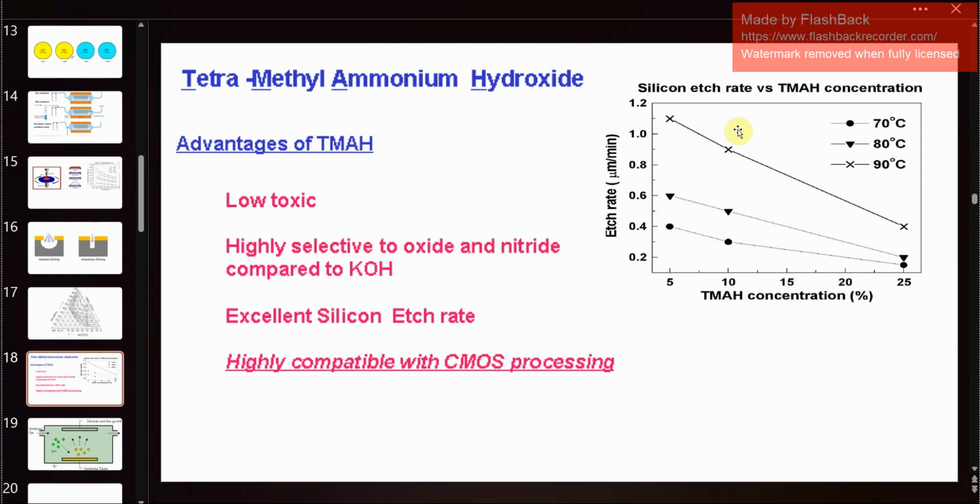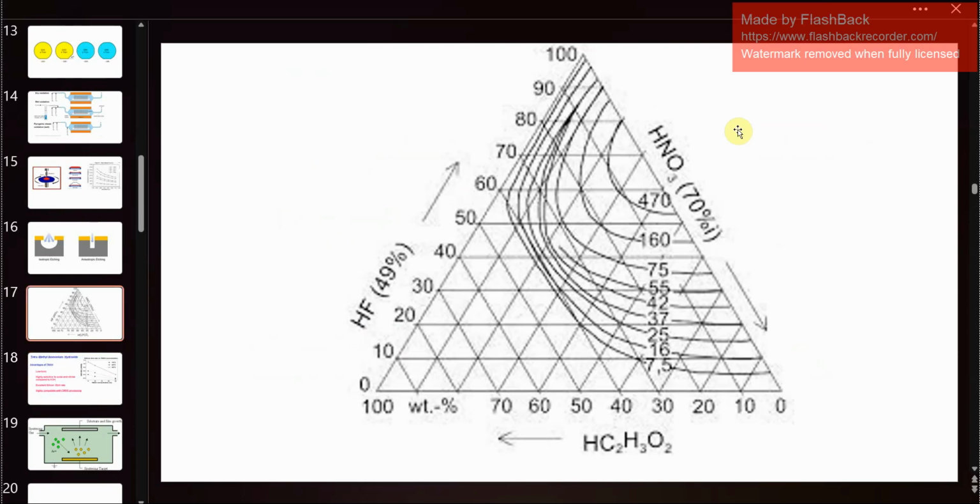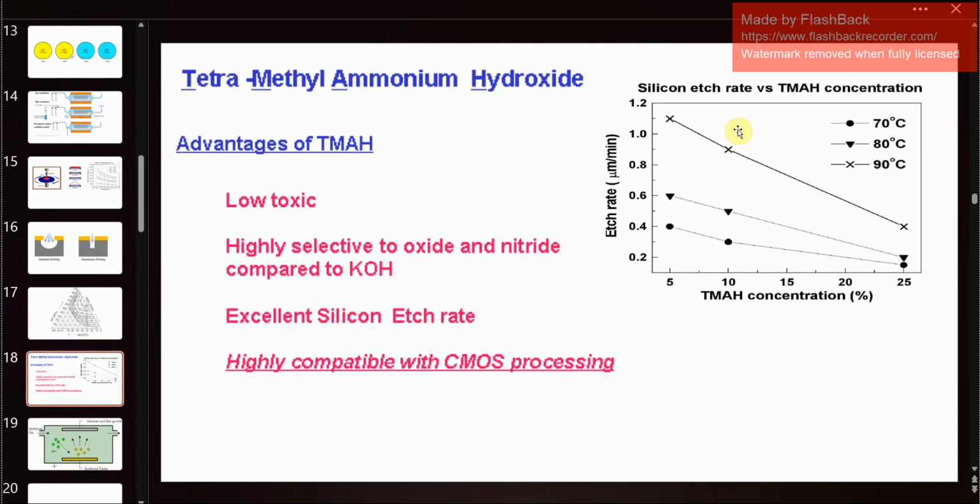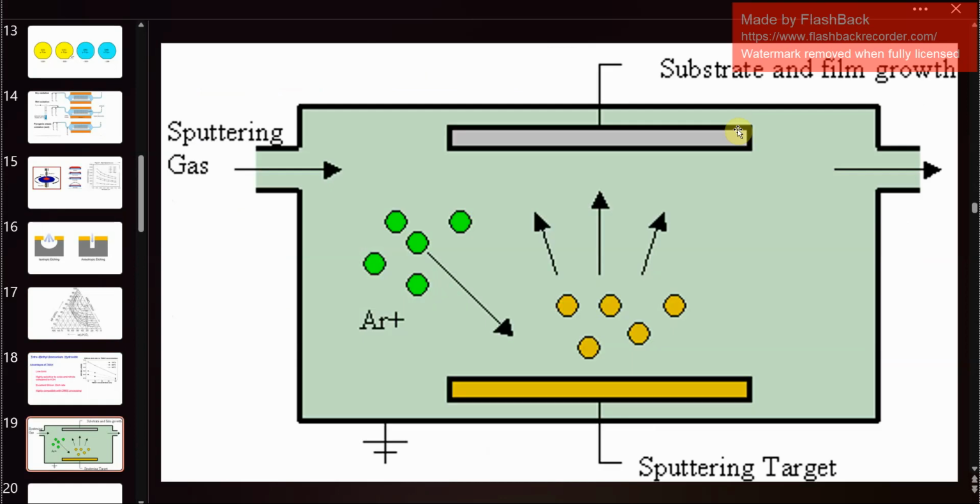So basically, as you can see earlier, the acids are highly toxic, so they came up with an organic etchant, that is tetramethyl ammonium hydroxide. It is low toxic. It is more selective compared to KOH etching, and it has a very good silicon etch rate.